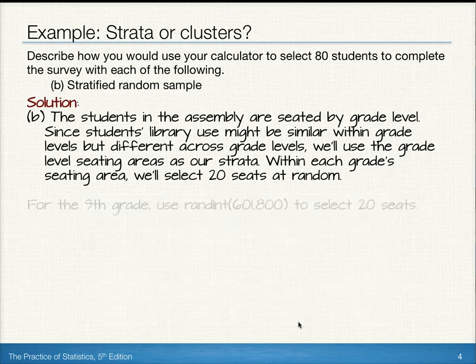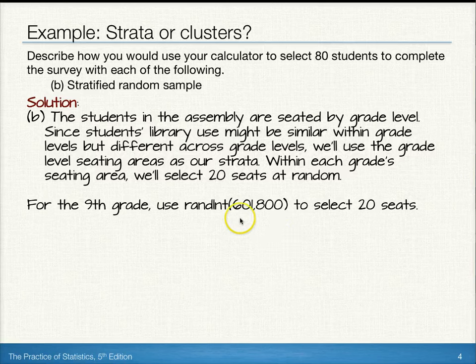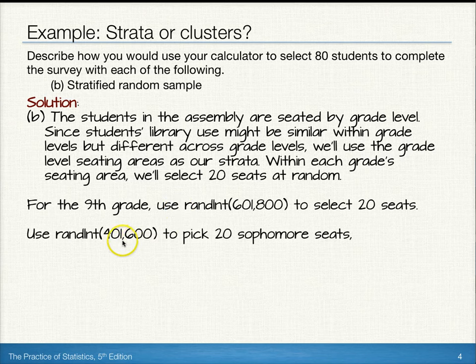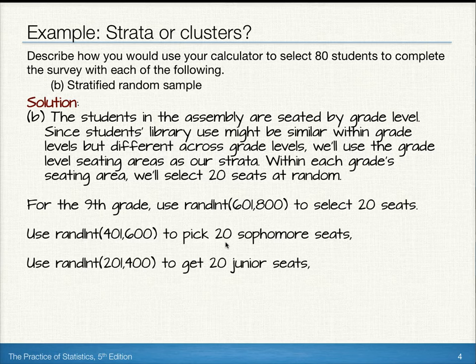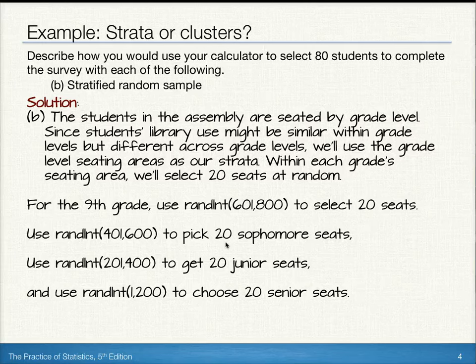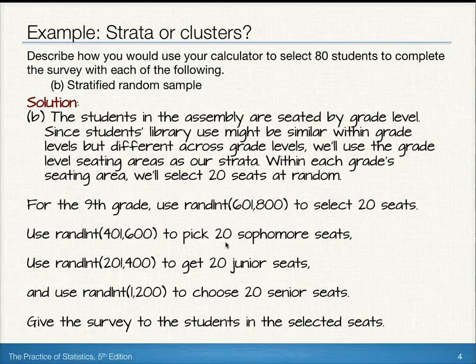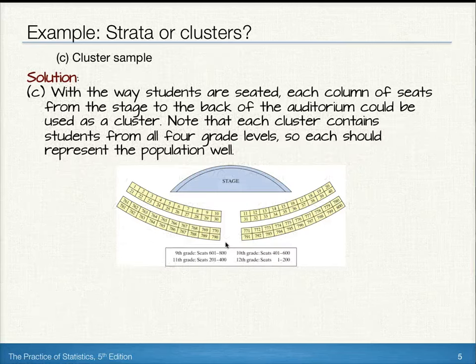Using the seat numbers, we can use randint 601, 800 to select 20 seats, and those would represent 9th graders. Randint 401, 600 would pick 20 sophomore seats. Randint 201, 400 would get our 20 junior seats. And randint 1, 200 could choose our 20 senior seats. Again, when we do this, we'll want to make sure we ignore any repeated values that come up. Then we'd give the survey to the students in the selected seats, get their results, and we could report them.